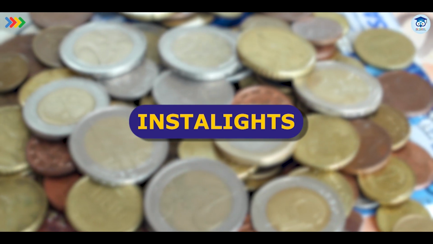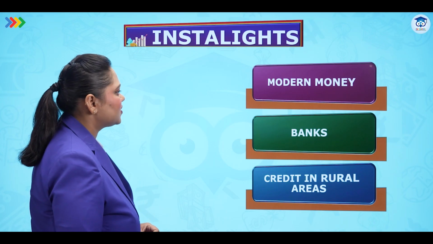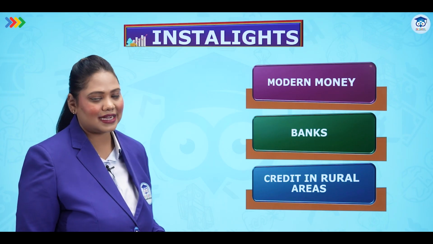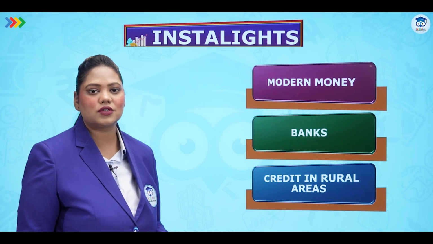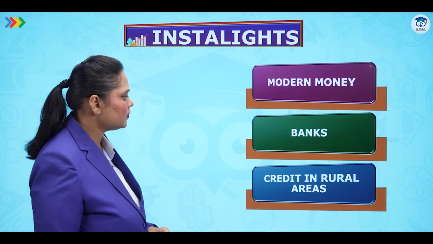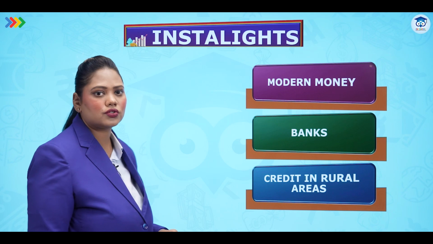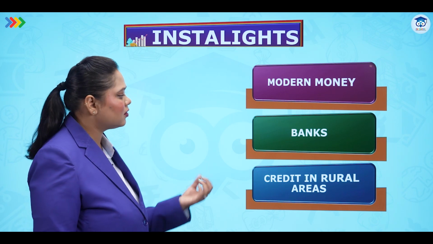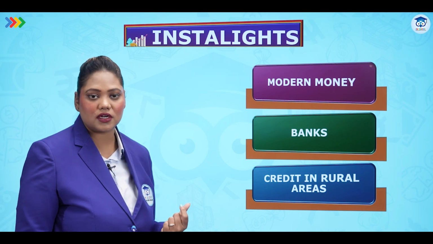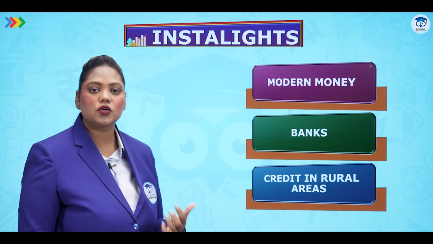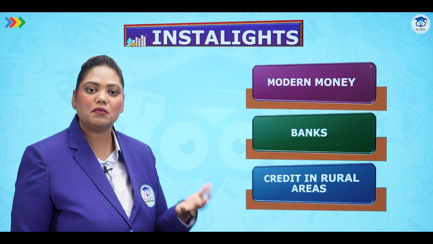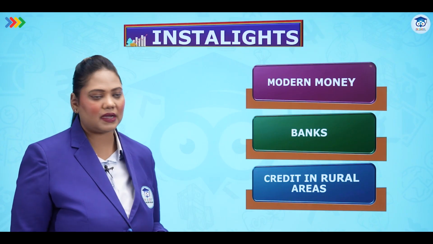Let's see what we have studied in this chapter. We have seen modern type of money, that is legal tender, paper notes and coins today. We have also seen the institutions of banks. Banks are the major financial institutions in this country in which depositors go to deposit the extra money and borrowers go to take loan from the bank.